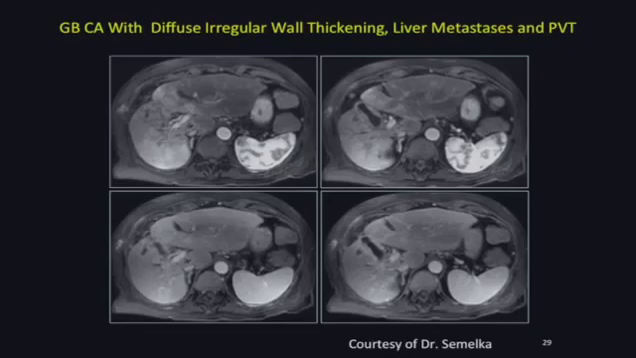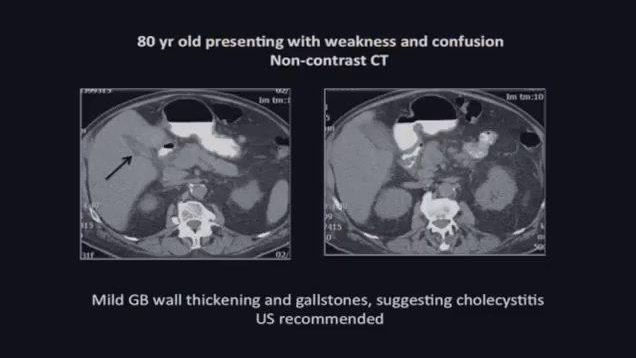Here is a case courtesy of Dr. Samelka that shows beautiful evidence of persistent enhancement of the thickened gallbladder wall. Look at the irregularity, asymmetric although diffuse thickening, with irregularity of the wall, with evidence of adjacent liver invasion, multiple liver metastases, in addition to vascular metastasis, as evidenced by occlusion of the portal vein in this patient with gallbladder cancer with hepatic invasion and vascular invasion.